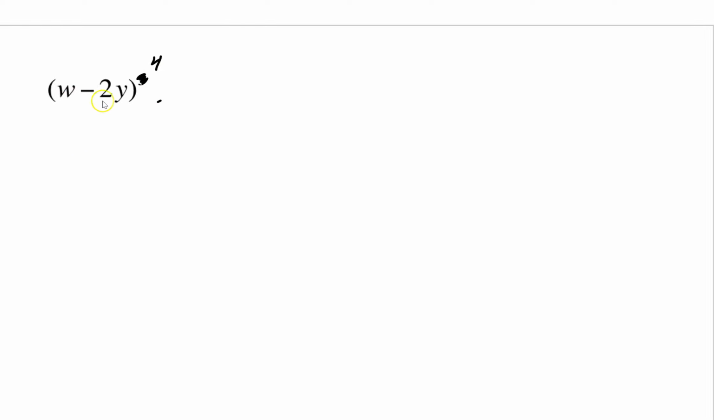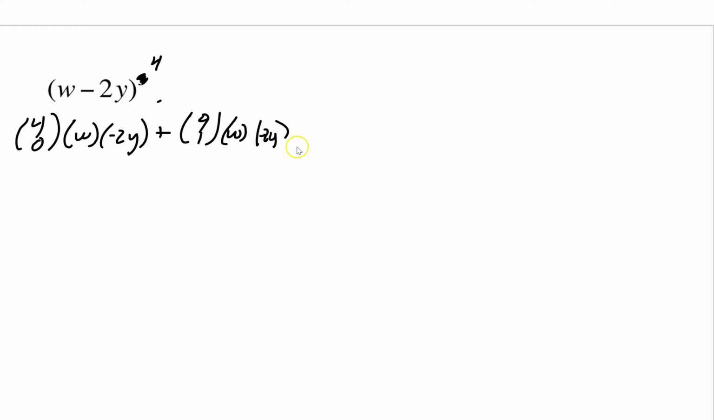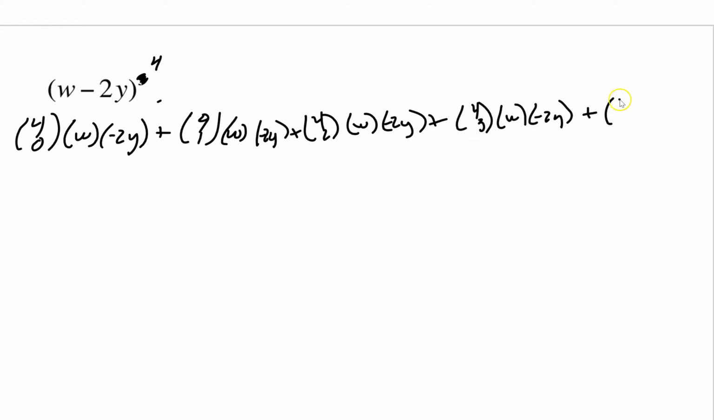Okay, same idea, right? I'm going to start with the power. So 4 over 0, first term, second term. Notice it's a negative. I don't care, I put the negative in there. Then we're going to go to the next term. 4, 1. That's a 4. First term, second term. And then 4, 2. First term, second term. And then 4, 3. First term, second term. And then finally, 4, 4. So something to that effect.